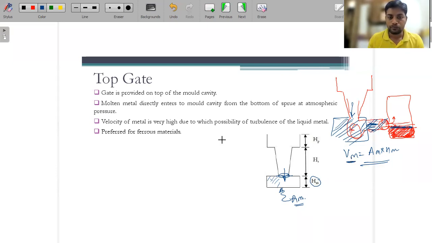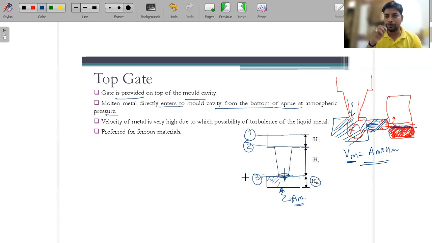Okay guys, so here what are the points? A gate is provided on the top of the mold cavity. So this is the mold cavity and the gate is on top of that. The molten metal directly enters into the mold cavity from the bottom of the sprue at atmospheric pressure. I have already told you guys that these are the 3 points that we are considering. This is 1, this is 2, and this is 3. At all these 3 points, the pressure will be atmospheric pressure only, because it's open. It's not a closed system.